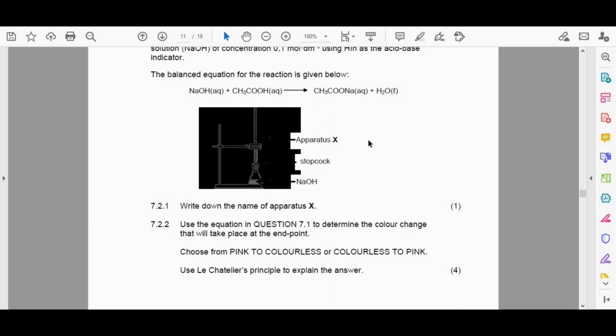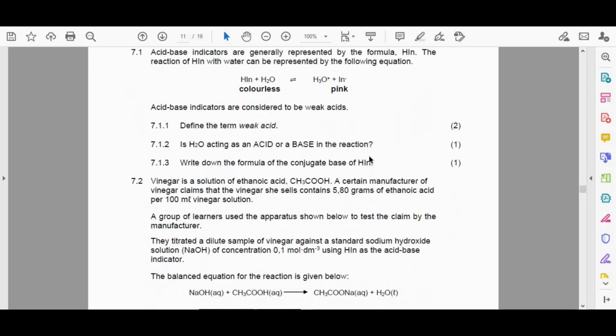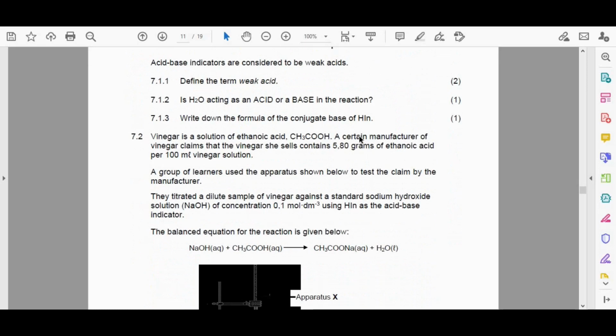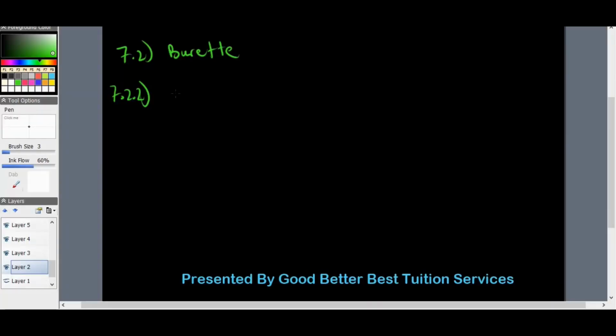So usually this is what happens. Like they said, acid-base indicators: the reaction of the indicator with water gives us colorless to pink. But now we have a different reaction. So this is definitely going from pink to colorless. This is the knowledge of what happens in titration. It's going from pink to colorless, and let's have a look at why.